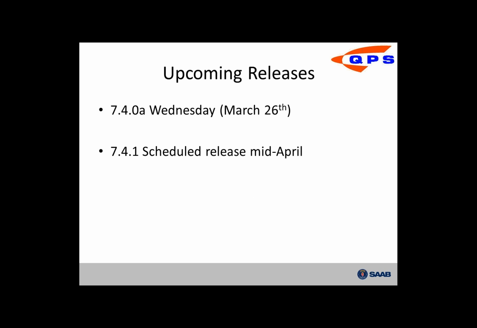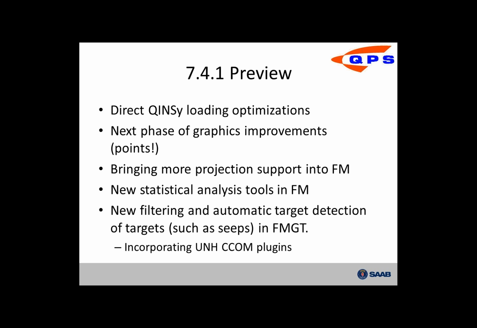In terms of upcoming releases, we have a 7.4.0a, which actually was released yesterday. That was a few critical fixes following on from the first release. And then as I've been talking about, there's a 7.4.1 release, scheduled around mid-April, which is going to continue with a lot of things that I talked about today, particularly the Quincy integration and our geodetic support. So just a little preview of what's upcoming in 7.4.1. Like I said, direct Quincy loading optimizations. That's really looking at the filters that might be a bit slower and phasing in all the remaining parts from the area-based editing tools. Also looking at the next phase of graphics improvements, going beyond just the frame rate optimizations, particularly for points.